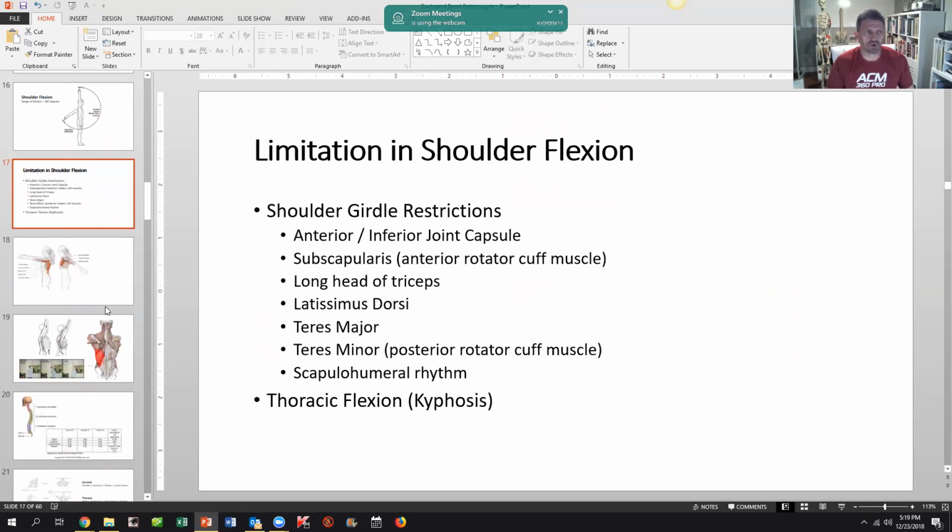Let's start with the shoulder girdle restrictions, and we could be talking about a joint capsular problem, the capsule of the joint. Think of it like a shirt. When your arm is down, the lower portion of your shirt is very baggy, and the top portion of your shirt is tight. As you raise the arm up, that lower portion of the shirt becomes stretched. It's baggy, to allow it to stretch so the arm can come up. So the capsule of the shoulder is very similar to that.